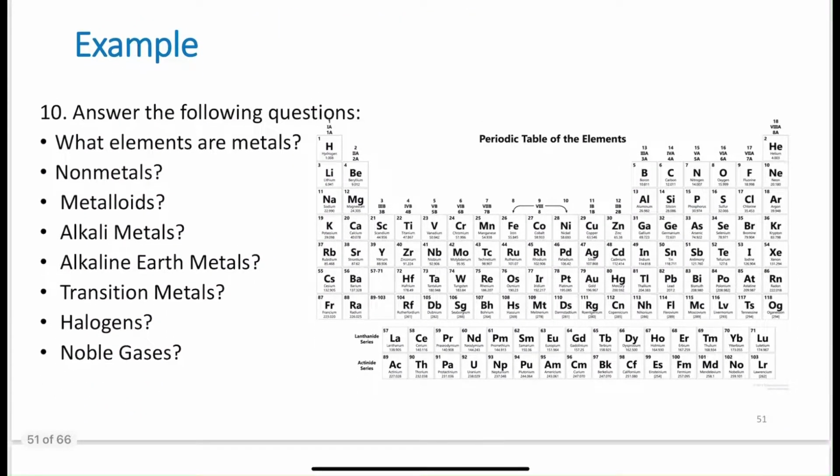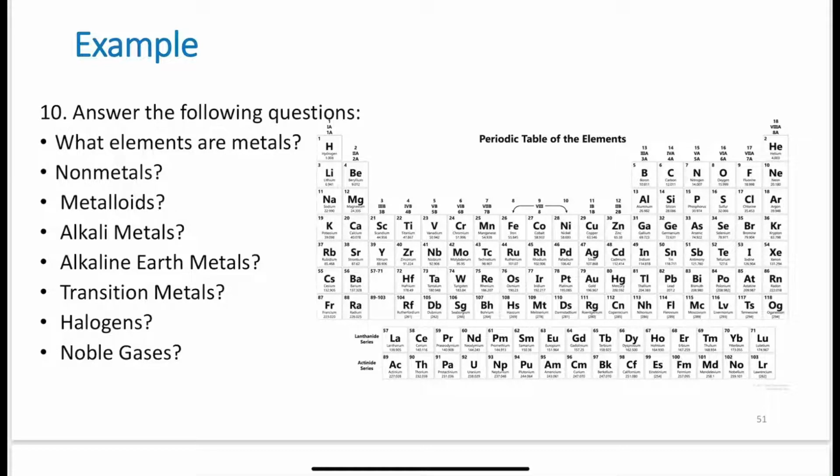So, can you identify things off the periodic table? Can you identify where your metals are, your nonmetals, your metalloids, your alkali metals, alkaline earth metals, transition metals, halogens, noble gases? You need to find these very quickly because there's a lot of properties that are associated with these elements or compounds themselves, so you need to be able to recognize very quickly where these reside.